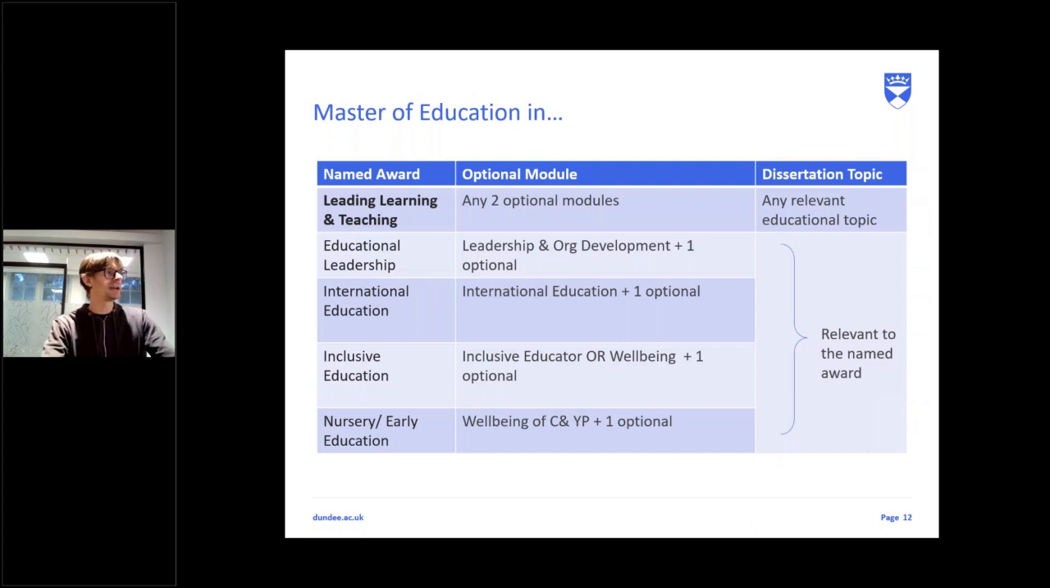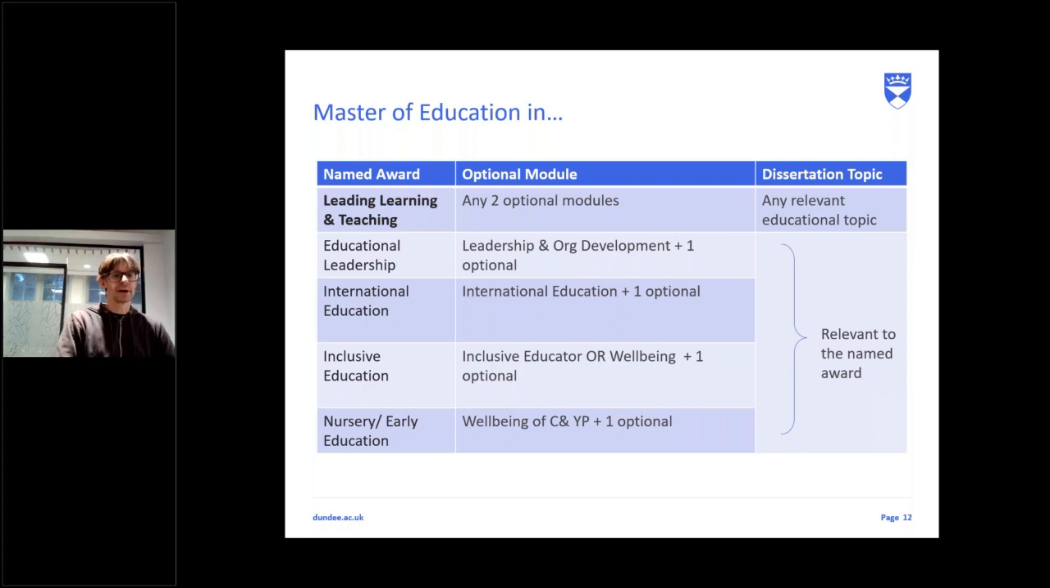So here's just an example of what you would do here. Say you were going for the Leading, Learning and Teaching named award, you'd pick any 2 modules from the list I've just given you there, and your dissertation could be on any topic whatsoever. So that's more of a generalist Master of Education M.Ed qualification, and that's the choice that I did. I picked, when I did my M.Ed, a module around innovation in education. I did another one where I specialised in children's literature, and then my dissertation topic was around behaviour management in a classroom setting. So mine was very generalist.